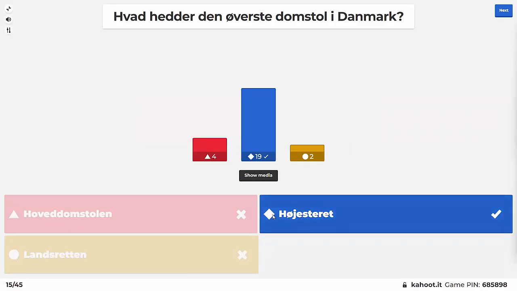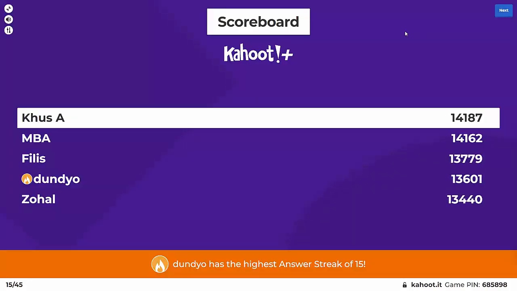Yeah, it's the Supreme Court, Hoogstraat. Now you know what you don't know. Next one. Dundio is on fire. Highest answer streak of 15. That's 100%. Not sure if it's a guy or girl, so you get a round of applause.